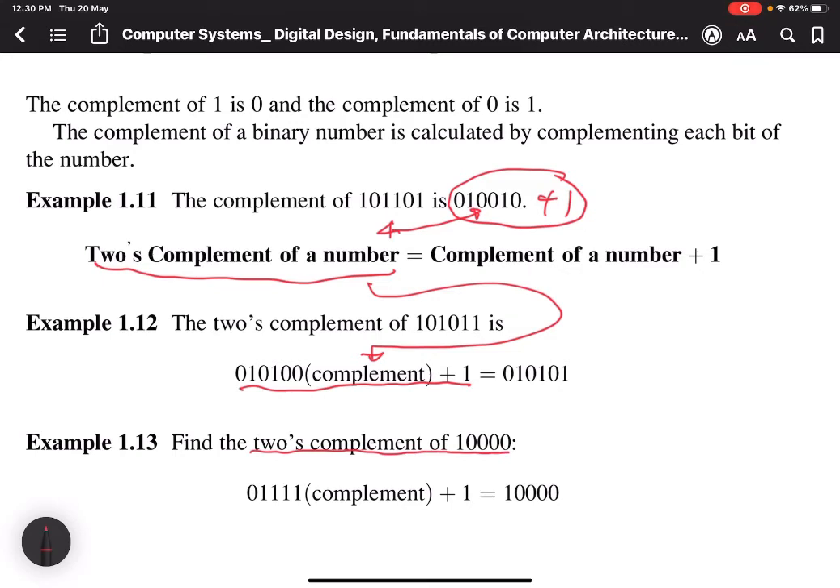Sample, find the 2's complement of 10000. So we will reverse, no? First, the complement. We will find first the complement niyan, which is this one, and we add 1 to make it the 2's complement. Okay? So this one is equal to this.